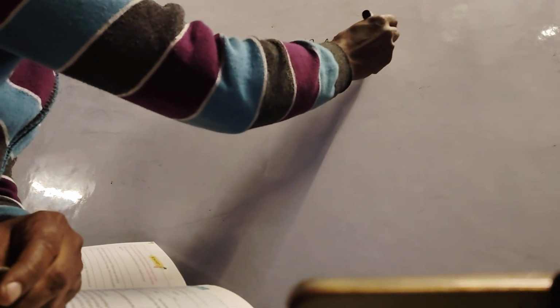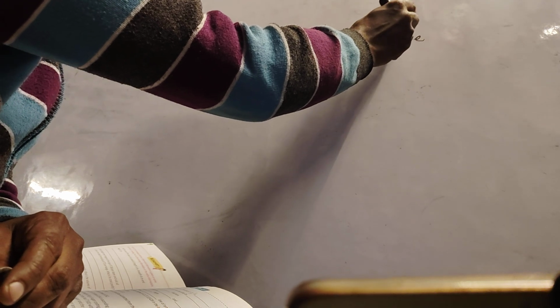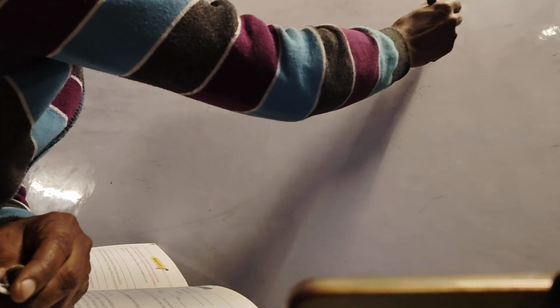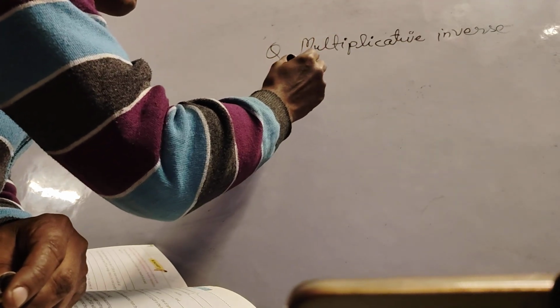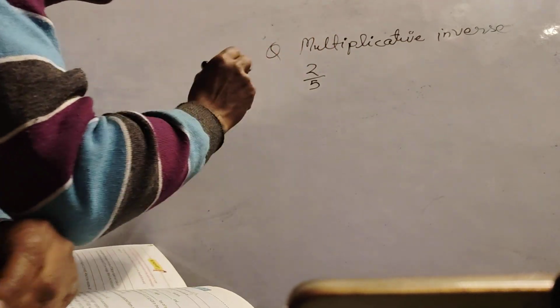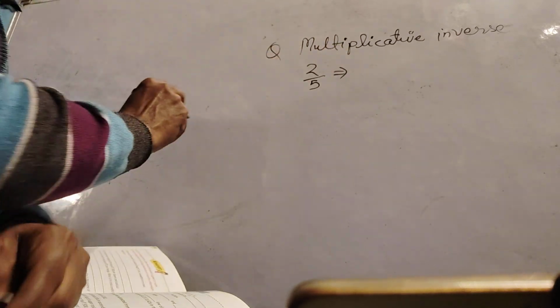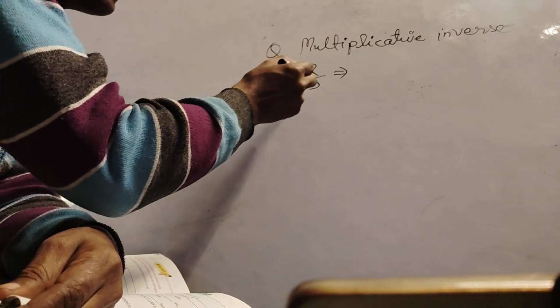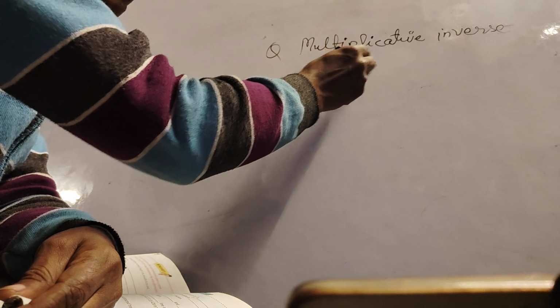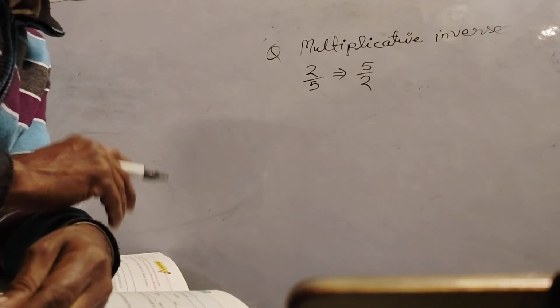Multiplicative inverse of a fraction, like 2 over 5. What is the multiplicative inverse of it? To get its multiplicative inverse, we change the numerator and denominator position, so its multiplicative inverse is 5 over 2.